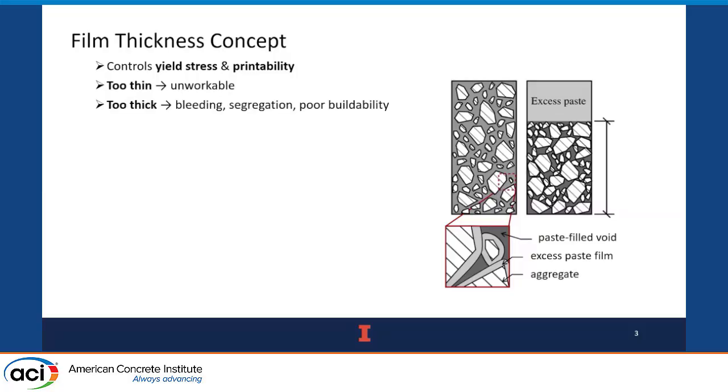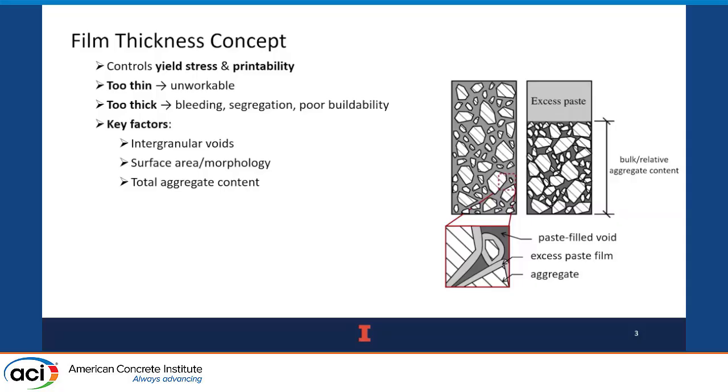And so you could imagine if this paste film is too thin, you'll get an unworkable or stiff mix. Good luck pumping that. And if it's too thick, you'll get segregation issues or bleeding, or you just won't get the buildability you desire. So key factors in this film thickness concept, you have your void content of your aggregate, how it packs, the surface area of those aggregates and the morphology, and then obviously how much aggregate you have in your mixture. And so you could kind of break it up into two phases here, just visually. You have your bulk, and then you have everything outside of that, which is your excess paste.